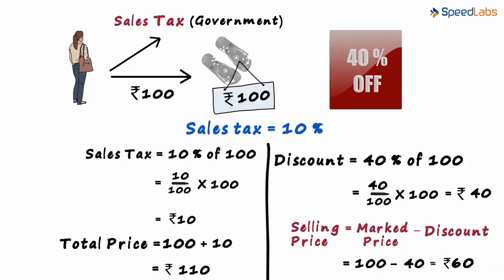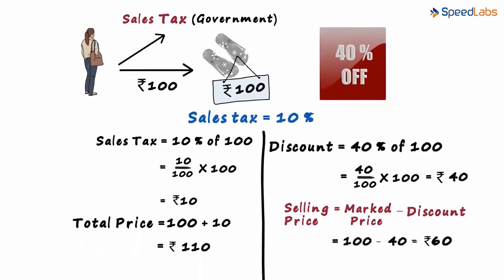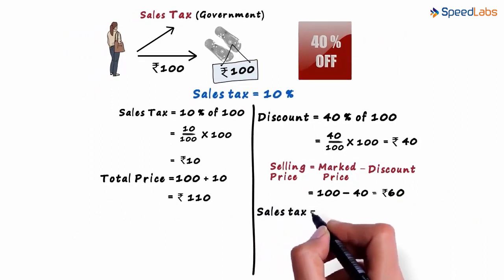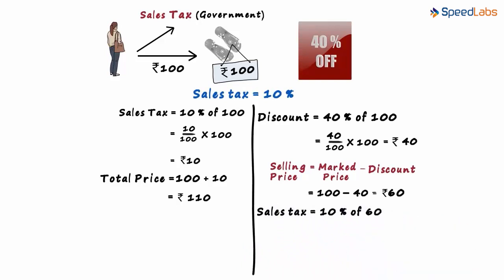Now, here's the tricky part. This lady will have to pay sales tax here too. But the important question is, does she pay tax on the marked price or on the discounted selling price? Well, the sales tax is always paid on the selling price and not the marked price. Let's zoom out a bit. In this case, the sales tax will be 10% of 60. Remember, 60 is the selling price.